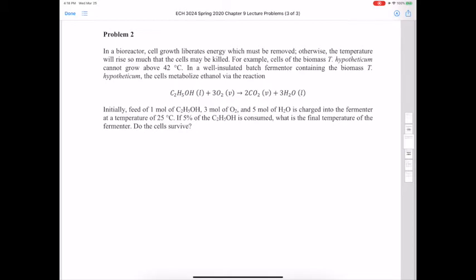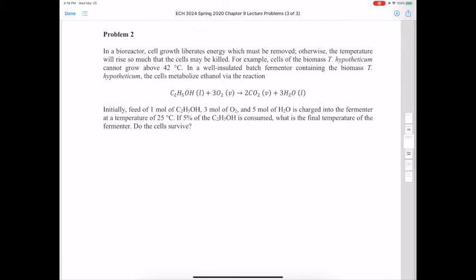And so during this reaction, when the cells are metabolizing this ethanol, they give off heat. Okay? And so our reactor is initially charged with 1 mole of ethanol, 3 moles of oxygen gas, and 5 moles of liquid water, all at 25 degrees Celsius. If 5% of this ethanol is consumed, so molar percent, the problem asks us, what's the final temperature of the fermenter? And do these cells survive? So basically, does the temperature stay below 42 degrees Celsius?